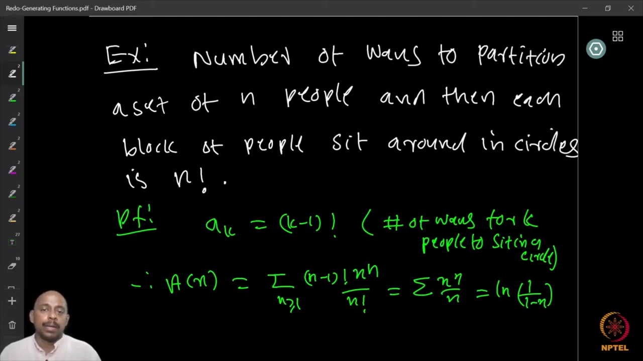Now, what else can we do? So we partition, and then we are just asking them to sit around, but we are not doing anything, right? We are not making B type structures. If we were making B type structures, then we could use the substitution. But if we are not doing B type structures, what exactly can we do?